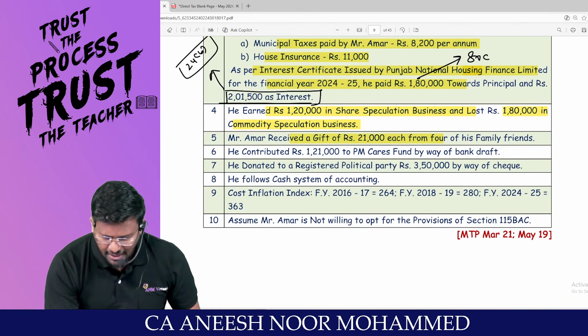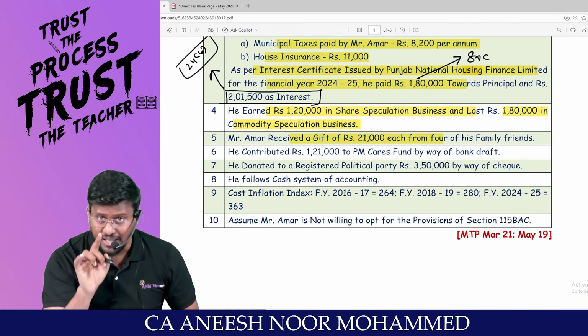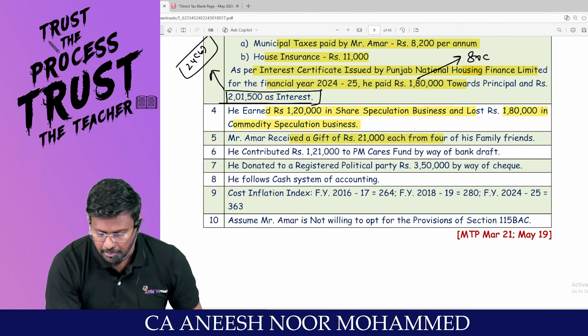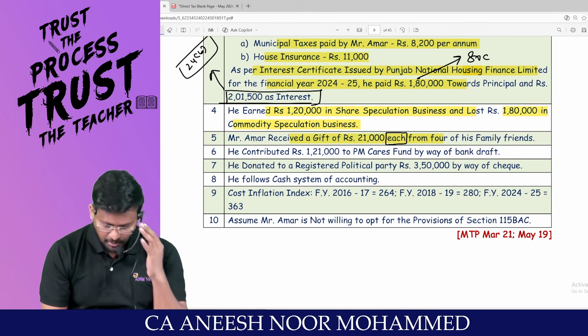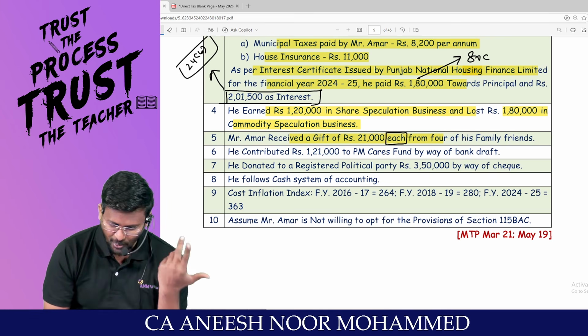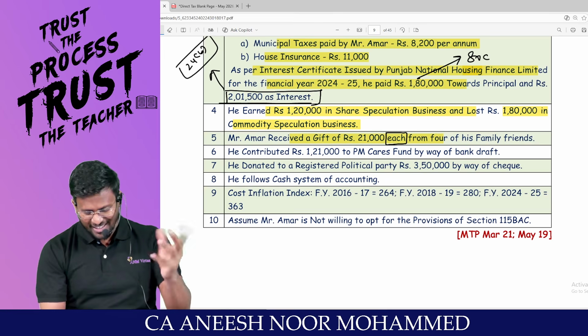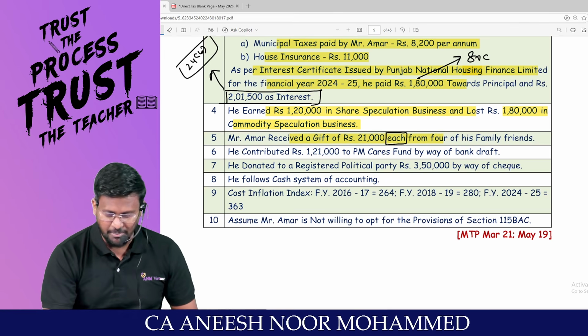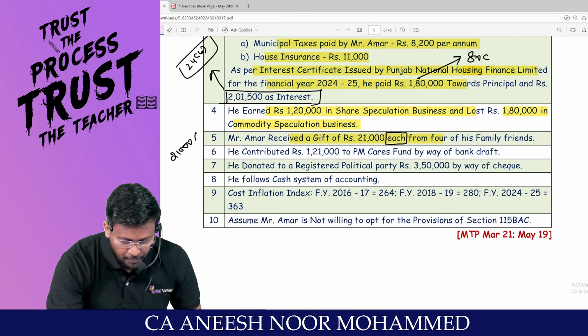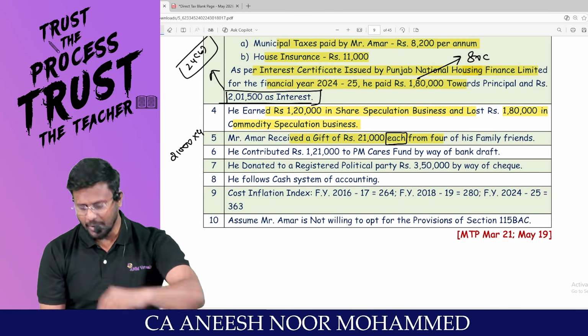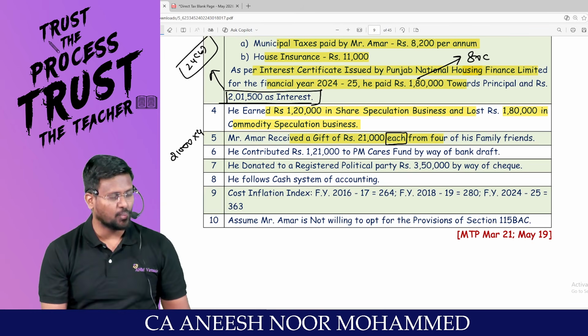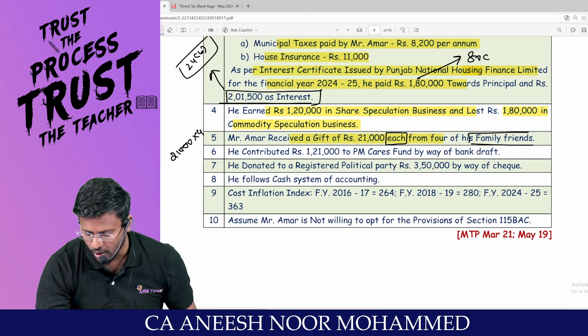Amar received a gift of 21,000 each. In the examination hall, many students will not be able to see this word "each". When they come out only, they will say, Macha, pochida. So 21,000 each from 4 of his family friends. So 21,000 into 4, which exceeds 50,000. 56 subsection 2 clause 10 will happily be applicable. Tax it under the head what? IFOS. Because these guys are not relatives.